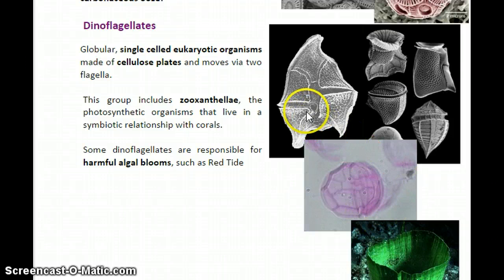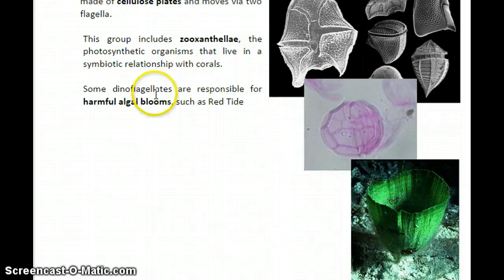This includes an organism called zooxanthellae, a type of eukaryote that lives inside the tissues of coral. They have a symbiotic relationship with coral. We'll see them again because they're super important. They do photosynthesis, and so they help coral get food. If you've heard about coral bleaching before, that has to do with the zooxanthellae leaving the coral, abandoning the coral. Some dinoflagellates can also be pretty harmful.